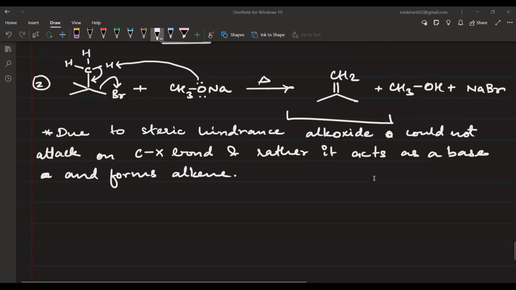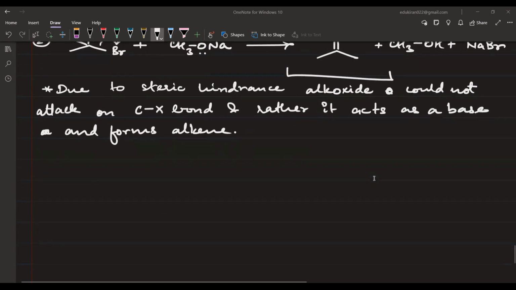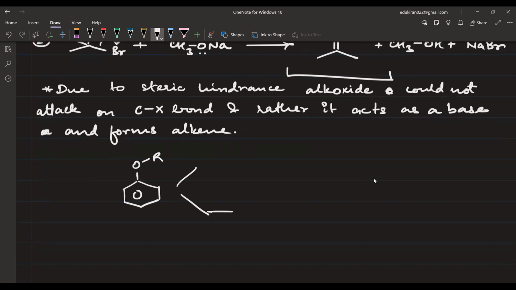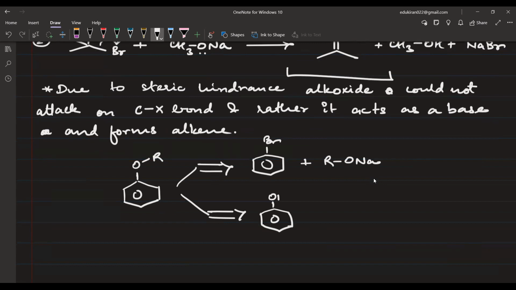Okay. Right, next. If you want to form, let us say, alkoxybenzene, if I want to form something like this, then it also has two different routes. It can be prepared by either using Br plus RONa, or by having phenoxide ion and RBr.